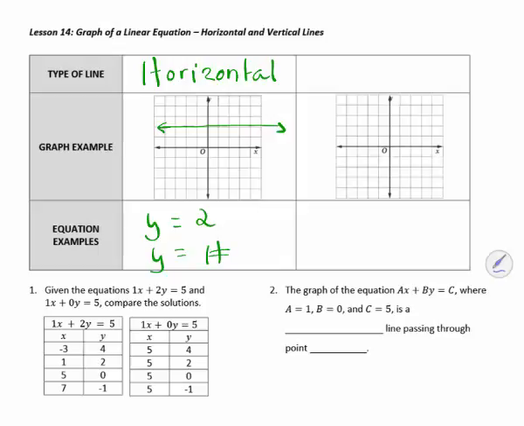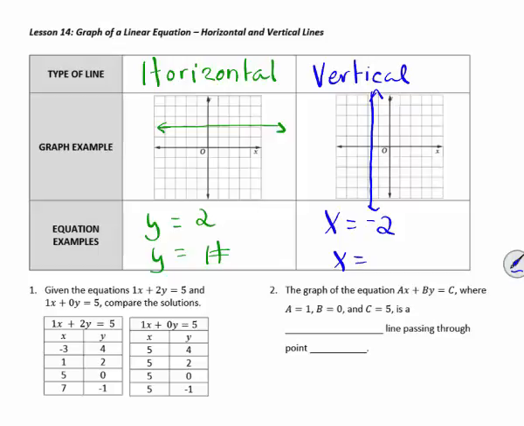The other kind that we have are vertical lines, which are going to go straight up and down. These are going to be x equals, so this would be an example of x equals 2. So it's anytime x equals a number. All right, and in these equations, notice in y equals 2, there's no x. And in x equals -2, there's no y.